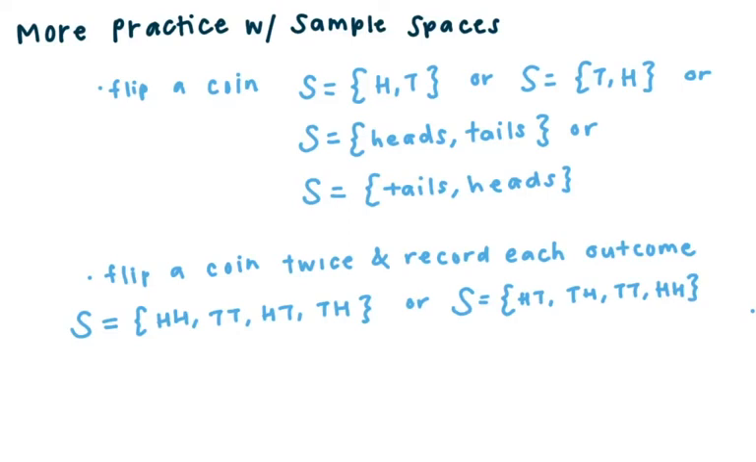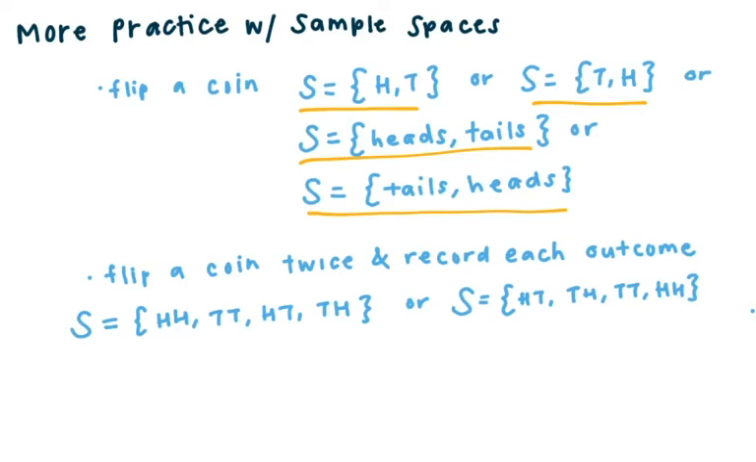And for your answer, you would only have to write one, unless your teacher asks you to write it in multiple different ways, but I don't think so. Most times they're just going to ask, what's the sample space? So you just pick one of these options and then write them down. Okay. So it says flip a coin twice and record each outcome.